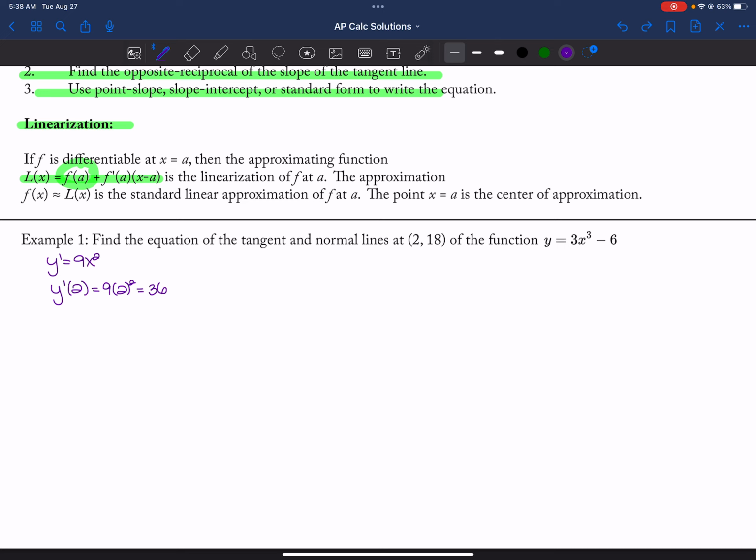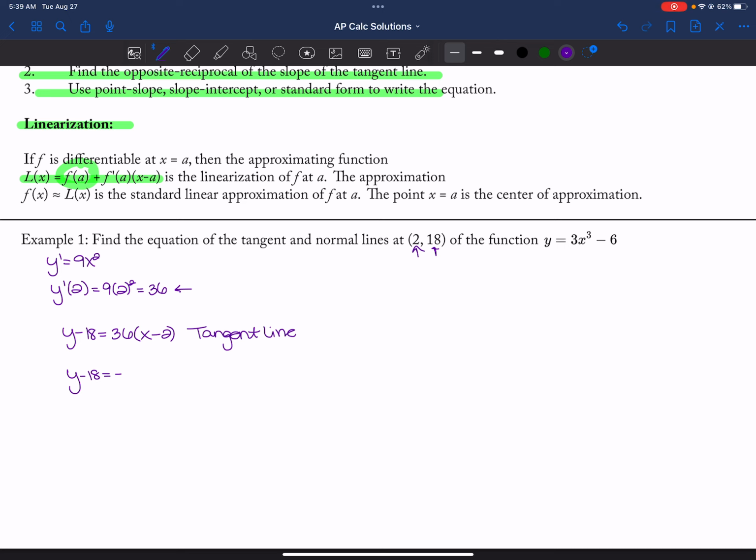So now y minus y1 is equal to the slope of the tangent line times x minus 2, which is your x1. And this is the equation of the tangent line. You take the opposite reciprocal of 36, and you write the same thing again.